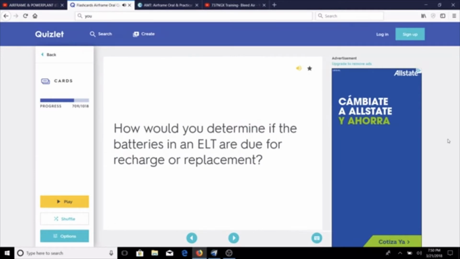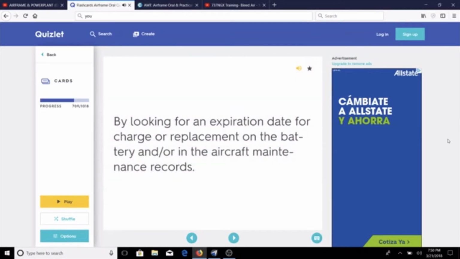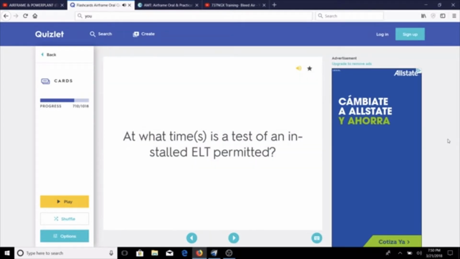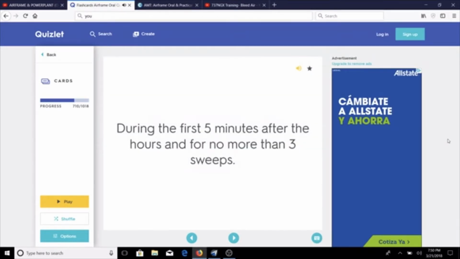How would you determine if the batteries in an ELT are due for recharge or replacement? By looking for an expiration date for charge or replacement on the battery and/or in the aircraft maintenance records. At what time is a test of an installed ELT permitted? During the first 5 minutes after the hour and for no more than 3 sweeps.